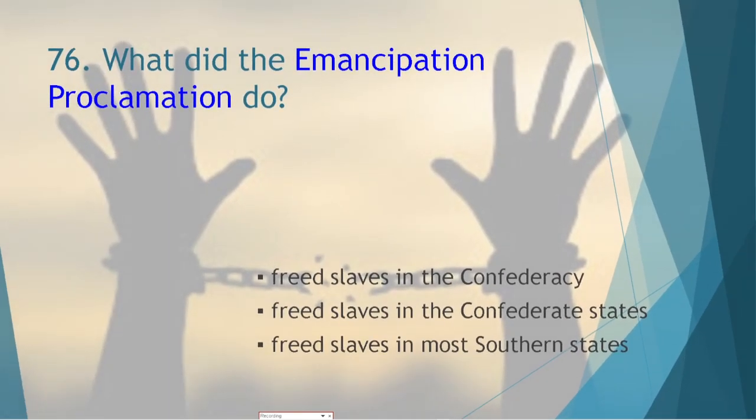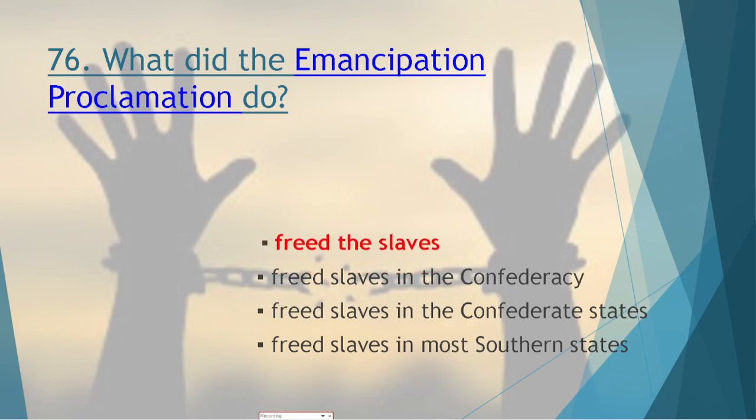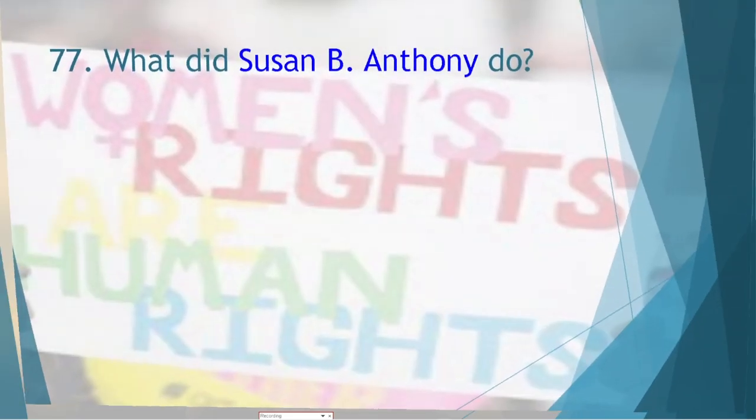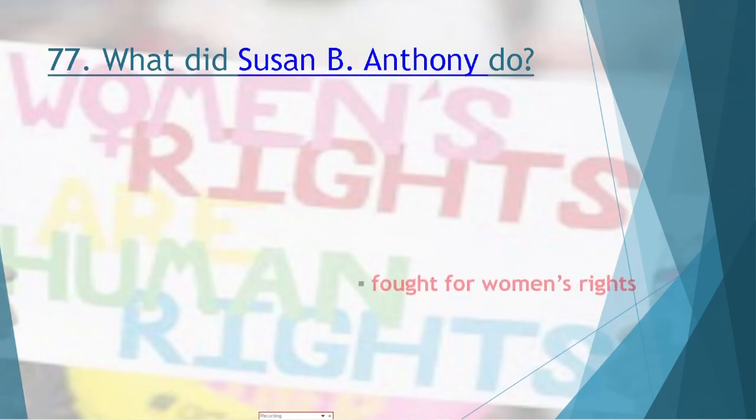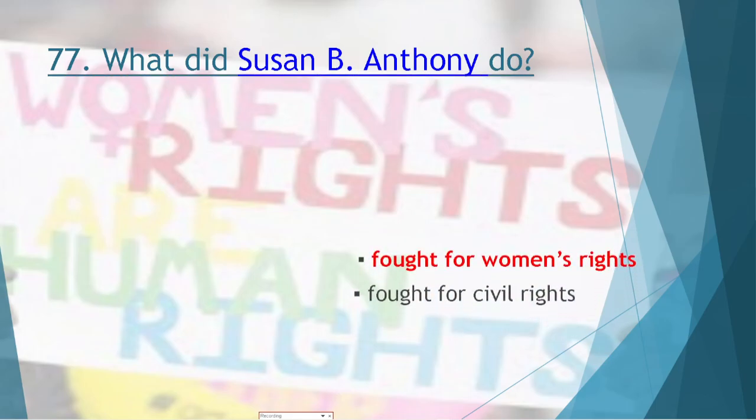What did the Emancipation Proclamation do? Freed the slaves. What did Susan B. Anthony do? Women's rights. She fought for women's rights.